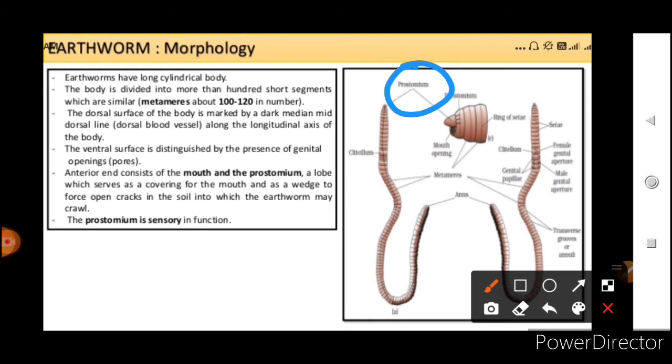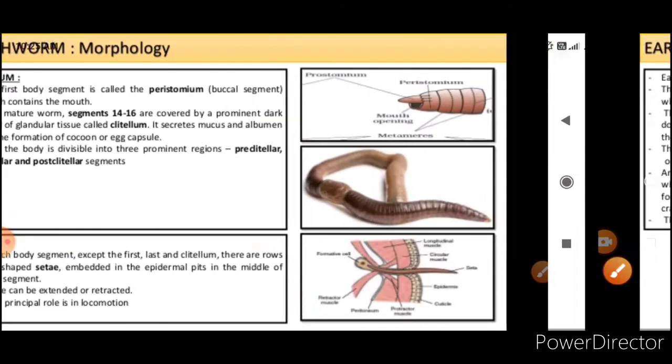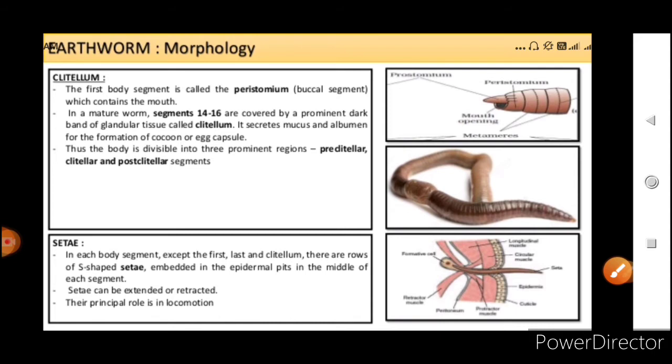So earthworms have a long cylindrical body. The body is divided into more than 100 short segments which are similar, that is metameres, about 100 to 120 in number. The dorsal surface of the body is marked by a dark median mid dorsal line, that is the dorsal blood vessel, along the longitudinal axis of the body. The ventral surface is distinguished by the presence of genital openings. The anterior end consists of the mouth and the prostomium, a lobe which serves as a covering for the mouth and as a wedge to force open cracks in the soil into which the earthworm may crawl, and the prostomium is sensory in function. Now we come to the clitellum.